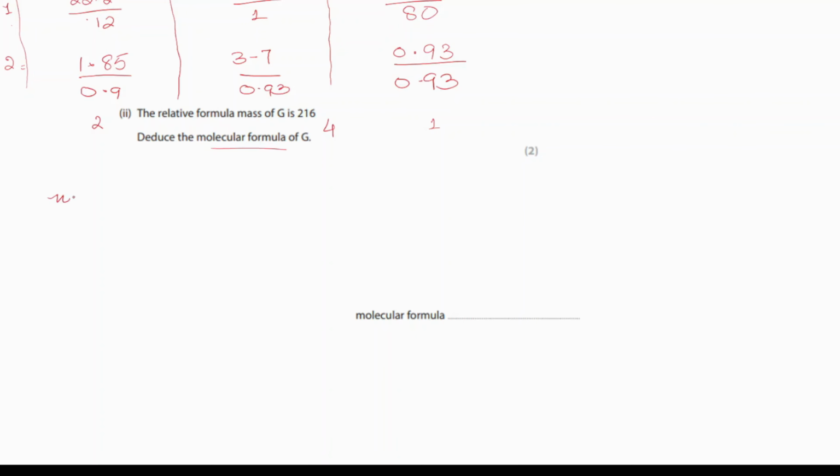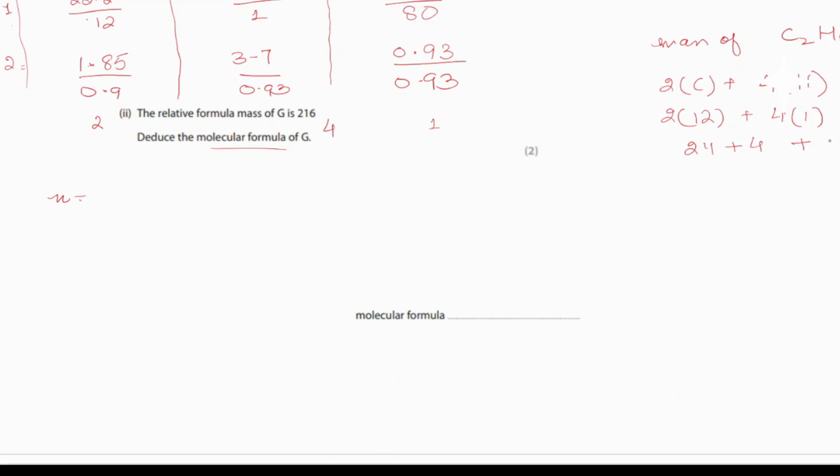Okay, next one is calculate the molecular formula. Let's find the value of N. Let's find the mass of C2H4Br. 2 carbon, 4 hydrogen, and 1 bromine. So 2 into 12, 4 into 1, and 1 into 80. So 24, 4, and 80. So it would be equal to 108.